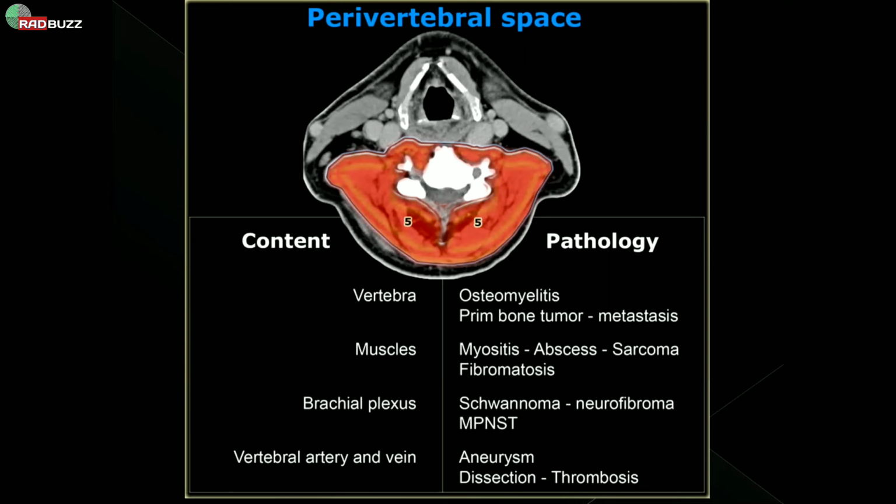So that's even better seen here. So the pathology is here. We see vertebra, we see vessels, we see nerves here and muscles. So whenever there's osteomyelitis of the vertebra, primary bone tumor, metastasis, in muscles we have myositis, abscess, sarcoma, fibromatosis. Brachial plexus arises from the nerves. The nerves in the cervical region can give rise to schwannomas, neurofibromas, and peripheral nerve sheath tumors. Vertebral artery and vein can have aneurysm, dissection, thrombosis. The vertebral artery will travel through the vertebral foramina. So go with the contents, and you will find the pathologies.